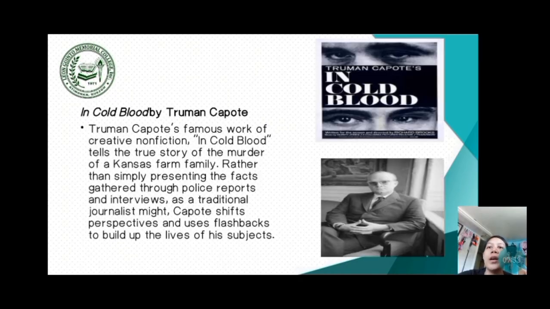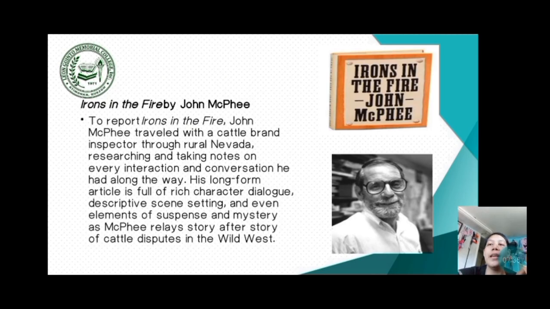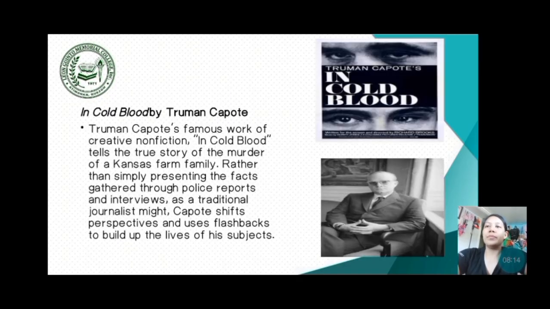The next one is Irons in the Fire by John McPhee. To report Irons in the Fire, John McPhee traveled with the cattle brand inspector. So he incorporated travel writing, but it is also his interaction and conversation with people in rural Nevada. So there is some memoir and personal essay, and also travel writing. It's factual, but he incorporates some other forms to make it more engaging to the readers.